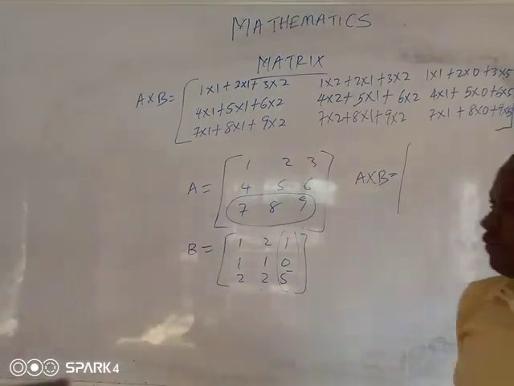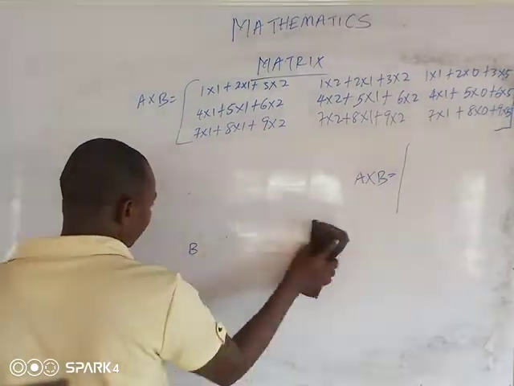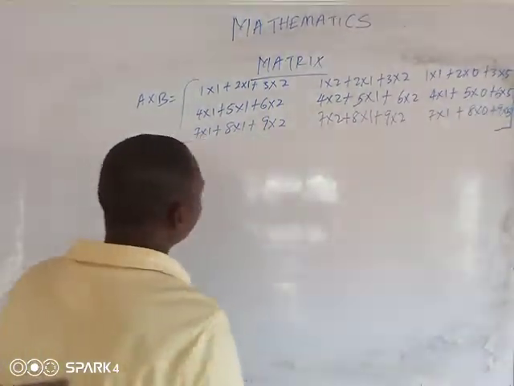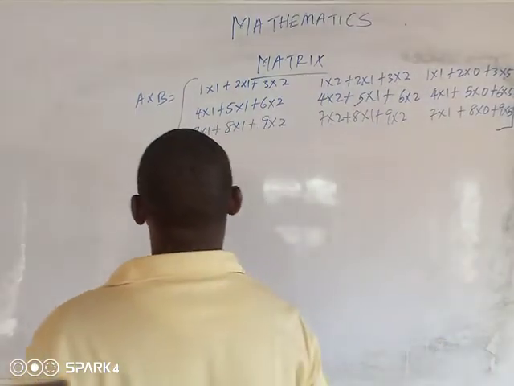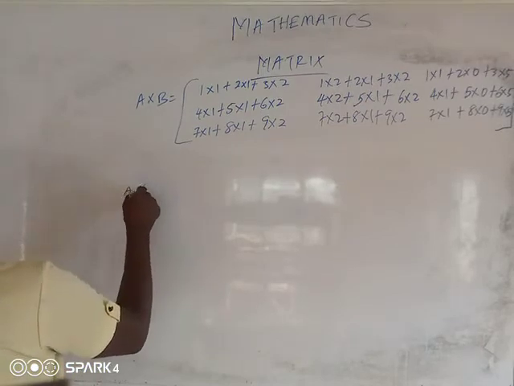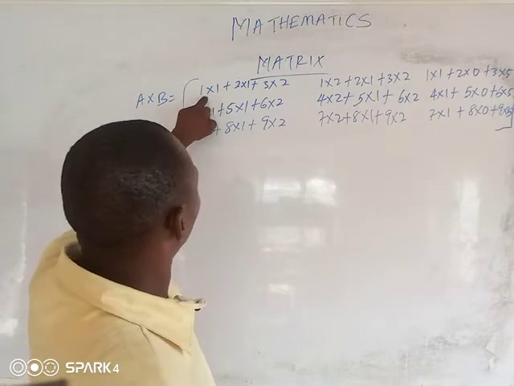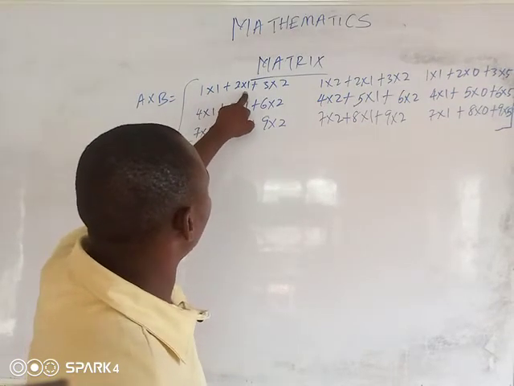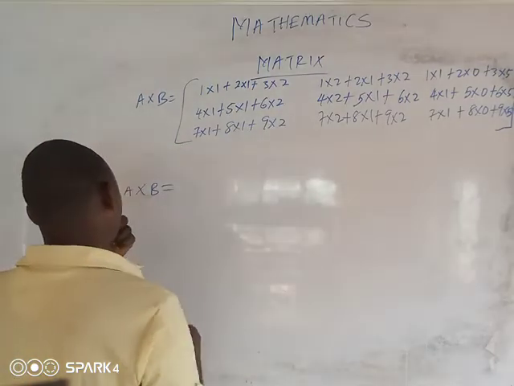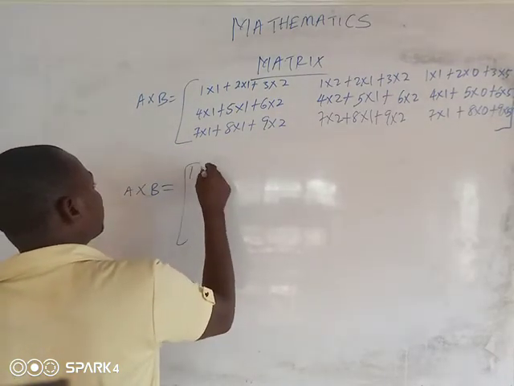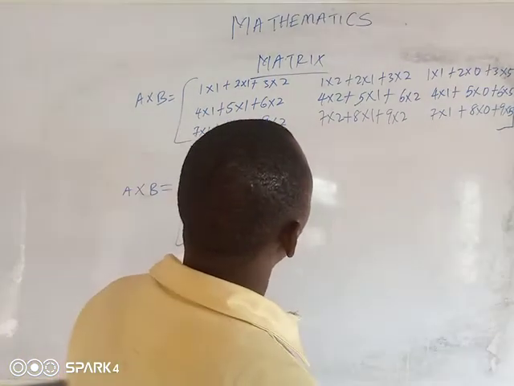So I will not simplify it further. Maybe I can, so that I can get the result. So this first one, 1 times 1 here will give us 1. 2 times 1 here will give us 2. 3 times 2 here will give us 6. That means I have a 1 plus 2 plus 6. Okay? So 1 times 2 gives us 2.